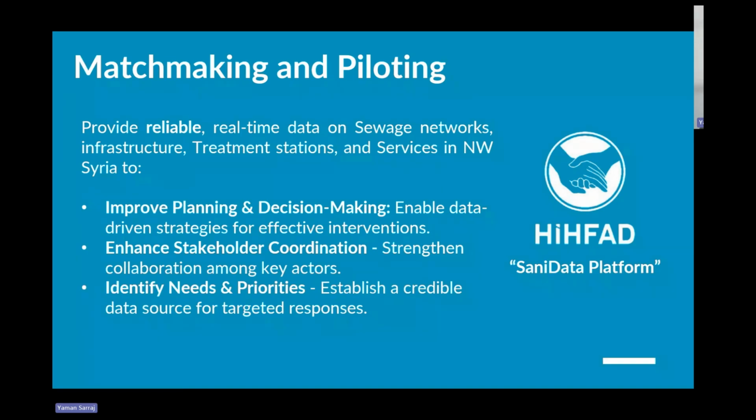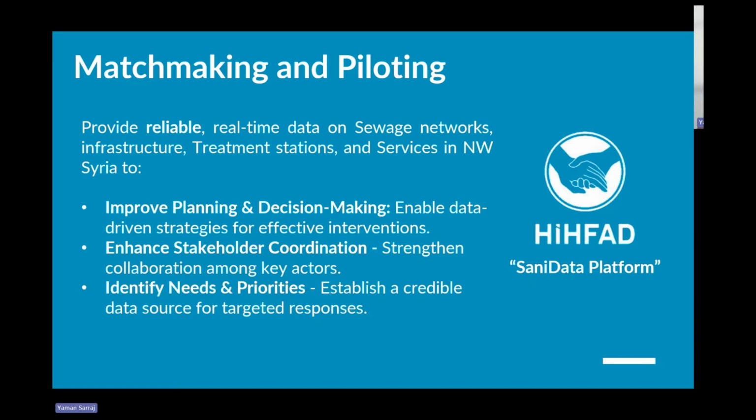And that's with the objective of improving planning and decision making, enabling data-driven strategies for effective interventions. This is very important also for data assessment and needs assessments. Also, from an economic point of view, there are a lot of infrastructures that could be adapted to other infrastructures, especially for sanitation, etc.